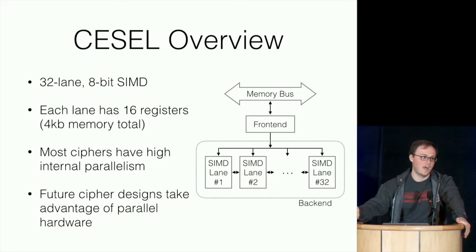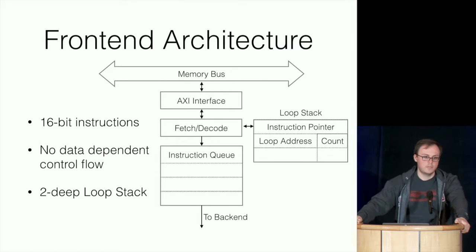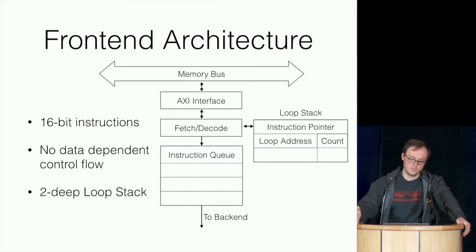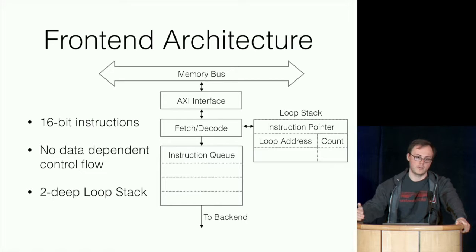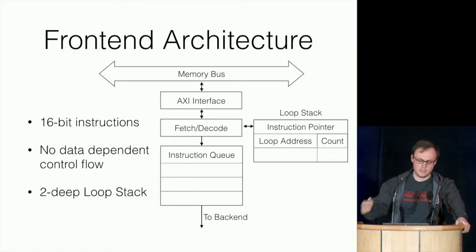It turns out that a lot of implementations already use this sort of design, and it would be nice to tailor our architecture to take advantage of this intrinsic design pattern across many different ciphers. So the actual architecture is split up into two pieces. One is the front end part, and the other one is the back end. The front end is basically the part that takes the instructions from memory, decodes them, and then pushes the control signals to the back end.